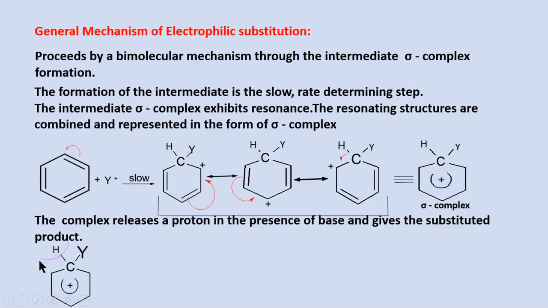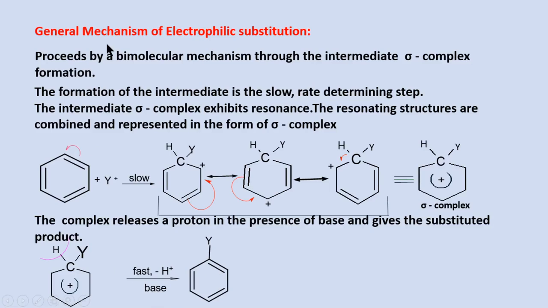So this hydrogen should be removed as a proton. So here, what we have seen already is that this bond will be shifted here, so that the product will be formed. And when we consider this step as the first step, to remove the proton, a base is used, so that the final product is obtained.